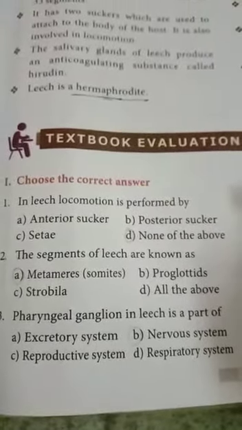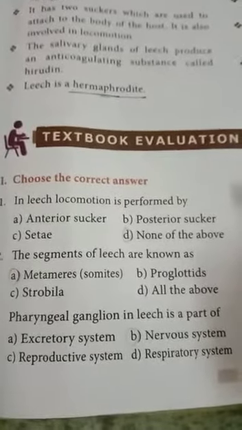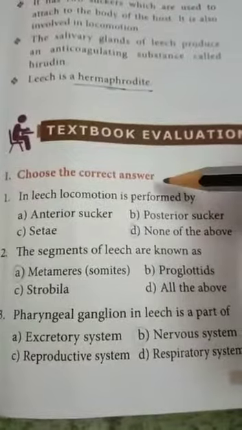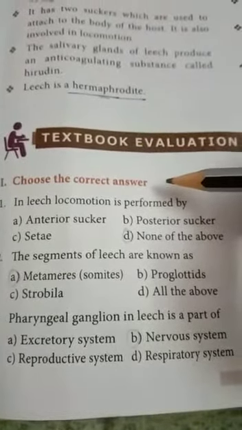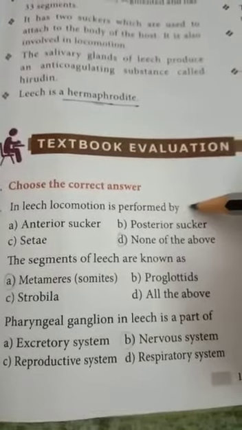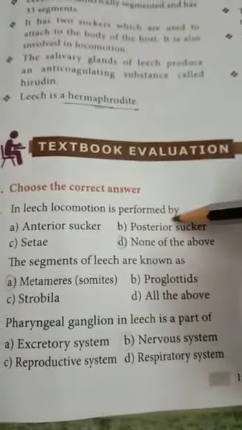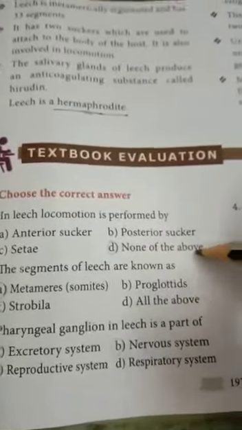So in this class we learn about the book back questions. Okay, the first one, choose the correct answer. In leech, locomotion is performed by anterior and posterior sucker, but here it is given separately, so none of the above is the correct answer.